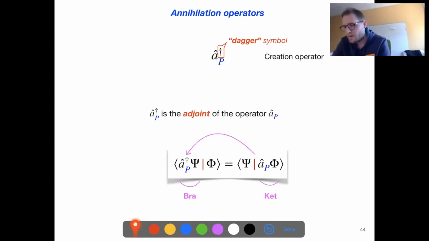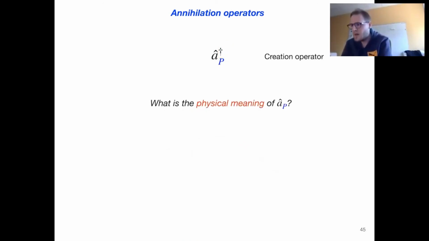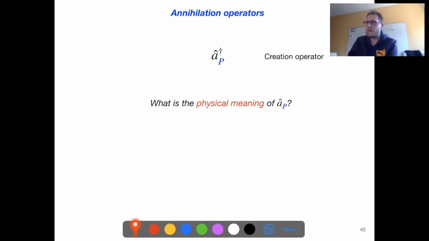So if you write a_p dagger, which we called the creation operator previously, it means that a_p exists according to this mathematical definition. You move from a_p to its adjoint simply through this formula, by moving from ket to bra. So this is just mathematical. Now, of course, the question is: what is the physical meaning of this quantum operator a_p? It turns out that it corresponds to what we call an annihilation operator. But now I would like to explain why. Where does this come from?